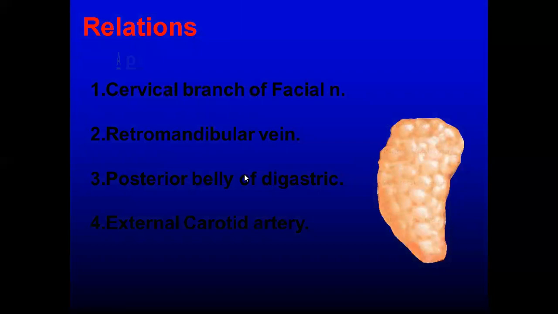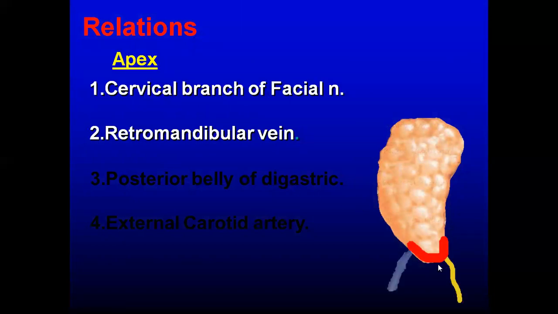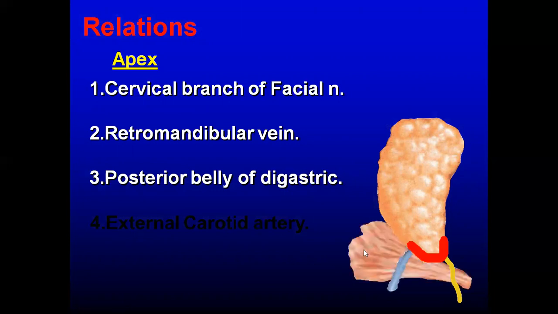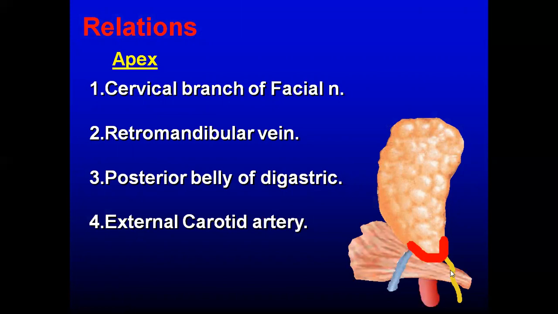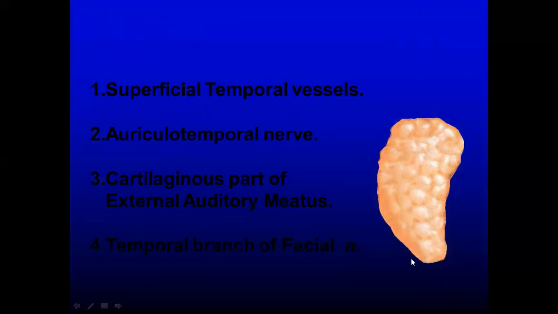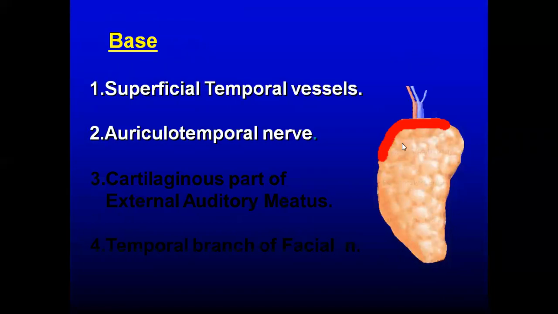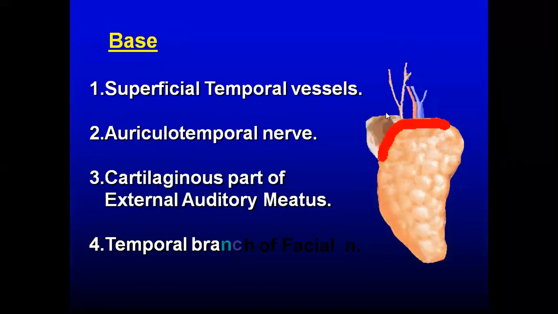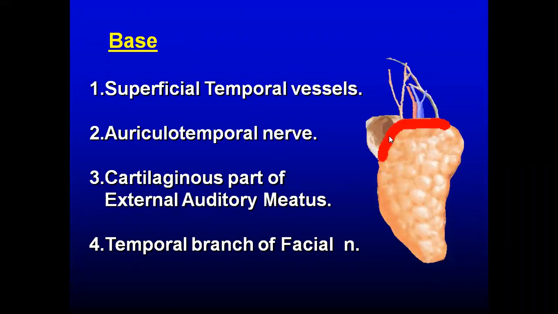Now, let us talk about the relations of the apex region, which is pointing downwards. It is related to the cervical branch of the facial nerve, the retromandibular vein, the posterior belly of digastric, and the external carotid artery. Now coming to the base, the base is related to the superficial temporal vessels, the auriculotemporal nerve, the cartilaginous part of the external acoustic meatus, and the temporal branch of the facial nerve.